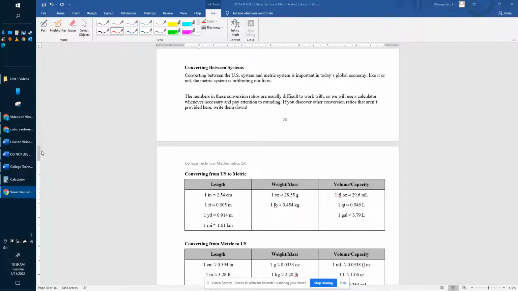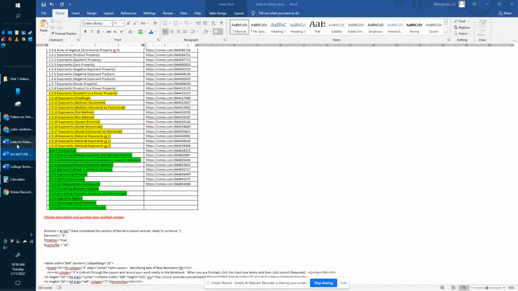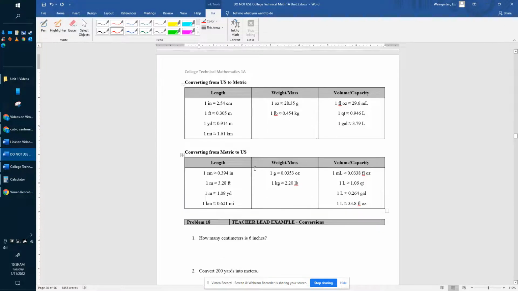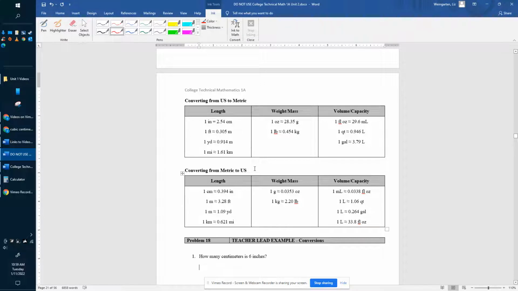Next, we are going to convert between the two systems, metric and American. Let's take a look. Now, a majority of these are not completely 100% equal. They're approximations. That's why we have those wavy equal signs. We're just using approximations on these.